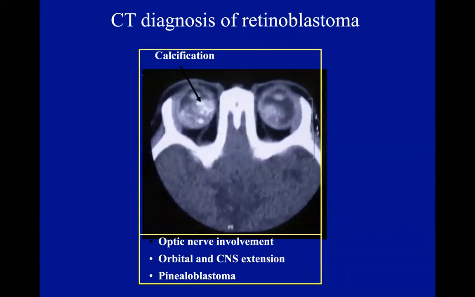So how do you diagnose? It's a CT diagnosis of retinoblastoma. You will see calcification. You can even do it by ultrasound. Usually the optic nerve is involved, with orbital and CNS extension, and you can also get a pineoblastoma. So this is a matter of life and death.